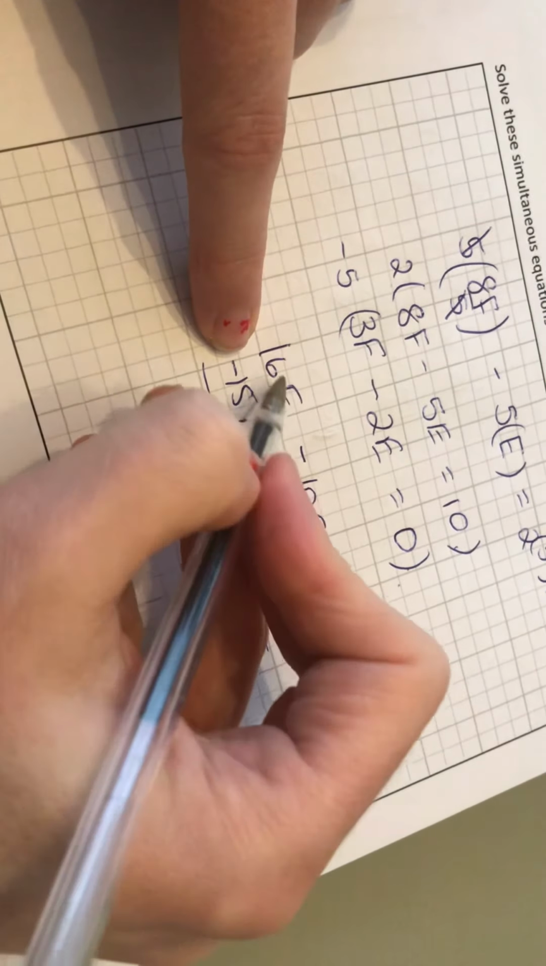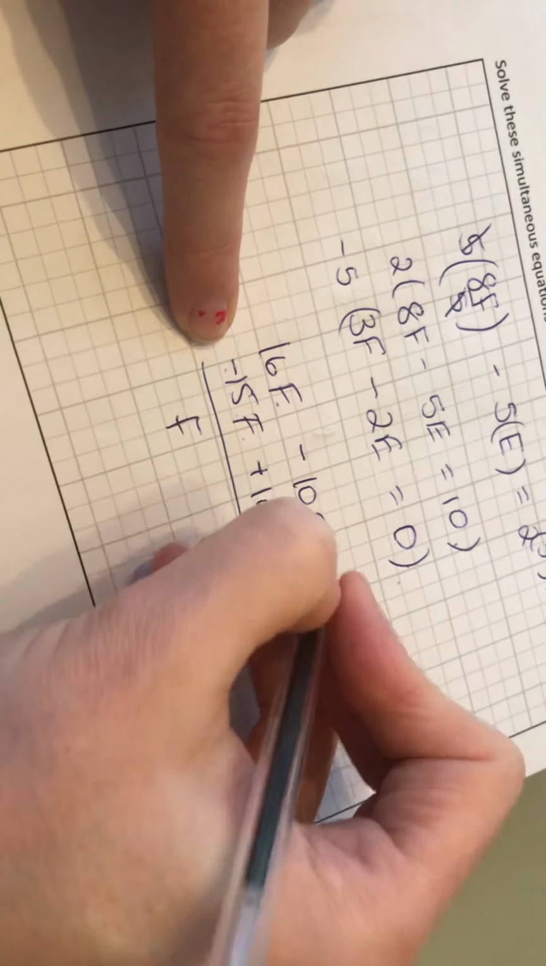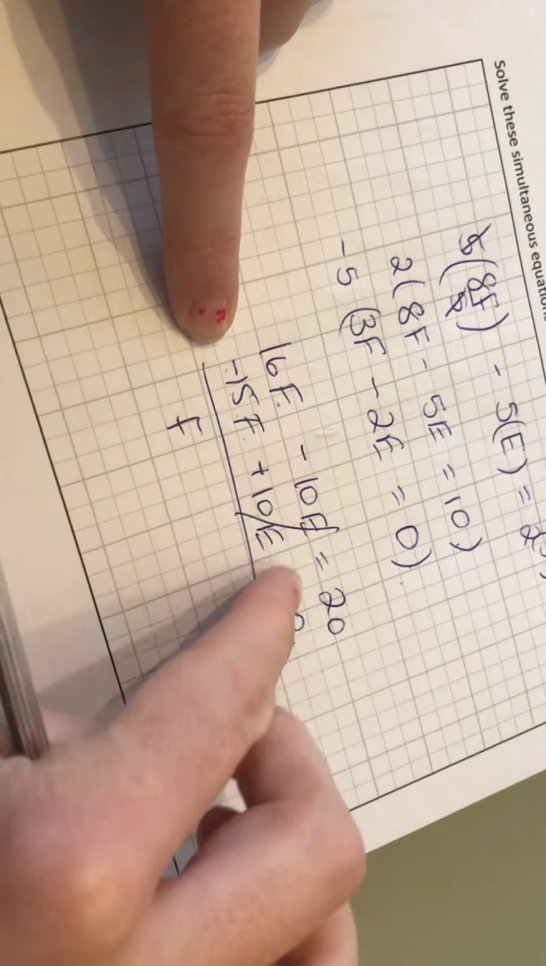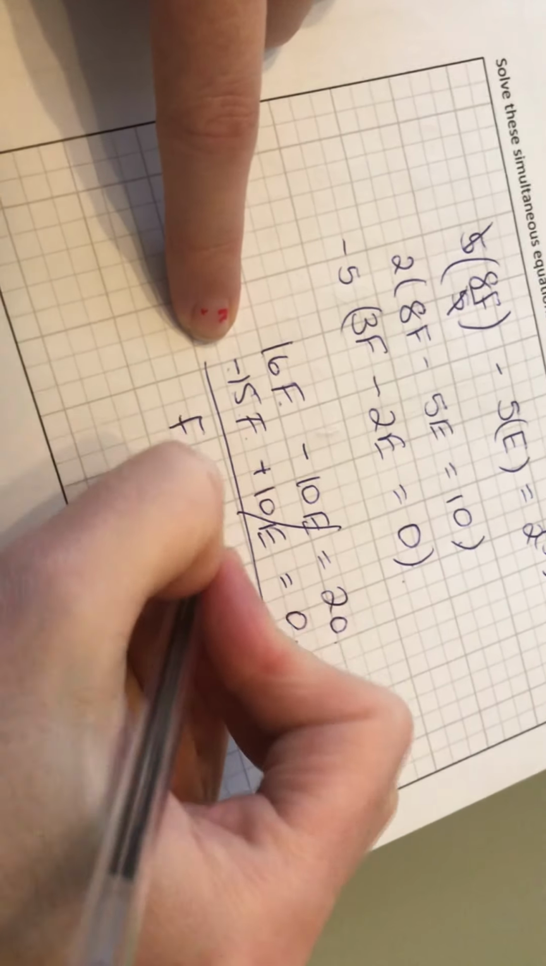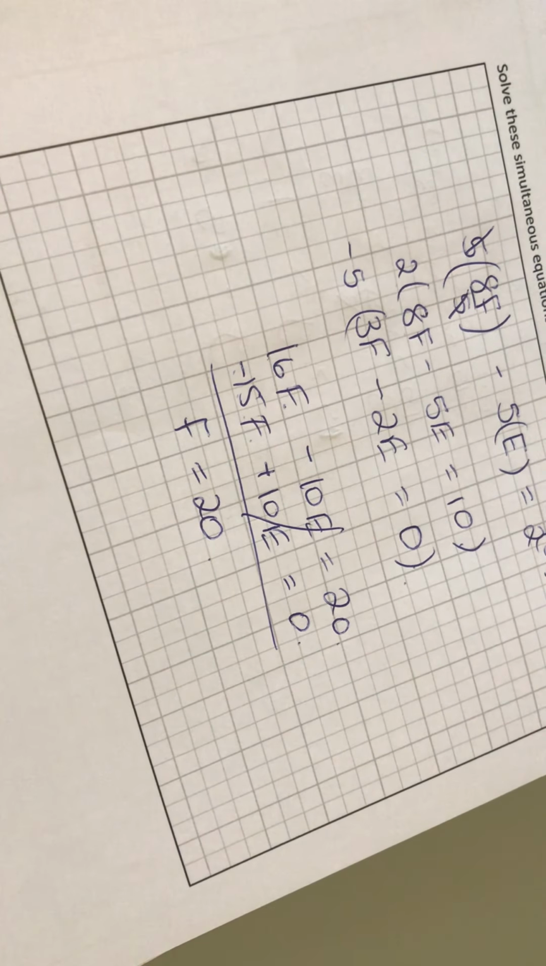So when I subtract, so I work this out, 16f minus 15f is 1f. And minus 10e plus 10e is 0. And that gives me 20. So it looks like in this situation that f is 20.